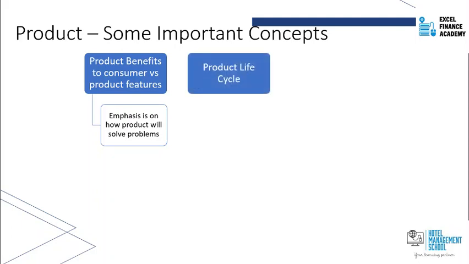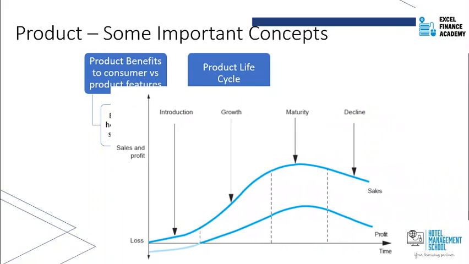Life cycle. So what is the product life cycle? From the beginning up to the decline stage. So what is the normal product life cycle? It's normally a cup: the introduction, growth, maturity, and decline. So it's an introduction, growth, maturity, and decline.